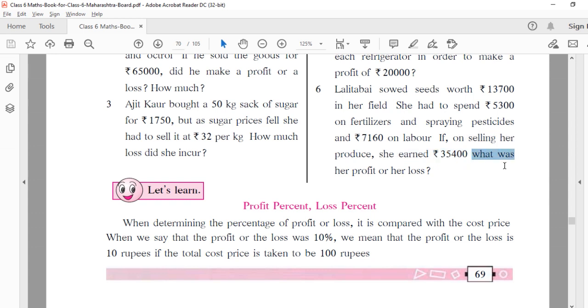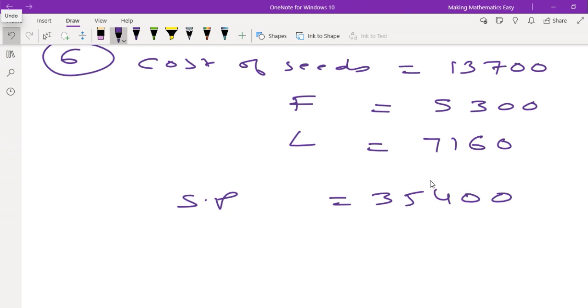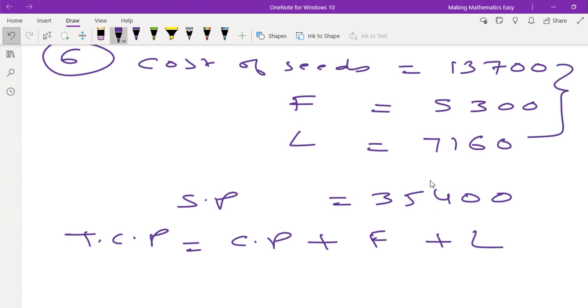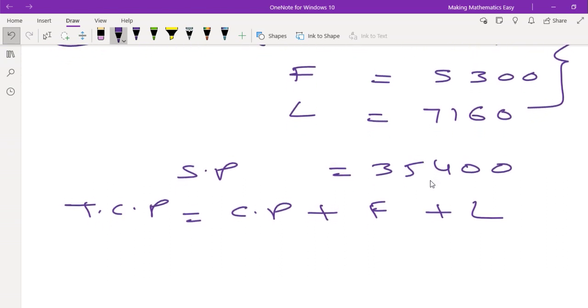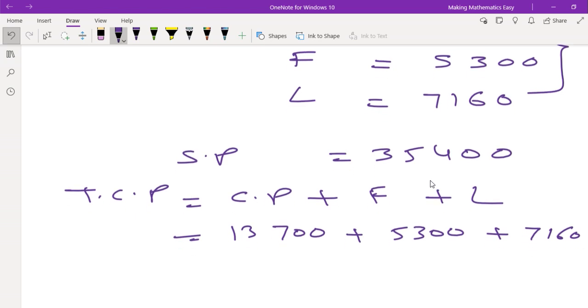Now we need to find out whether she made a profit or a loss, and what was the amount of profit. So let us first find out the total cost price. This will be the cost price of seed plus fertilizer plus labor. You have to add all these three because she had spent this money, right? So this is 13,700 plus 5,300 plus 7,160.